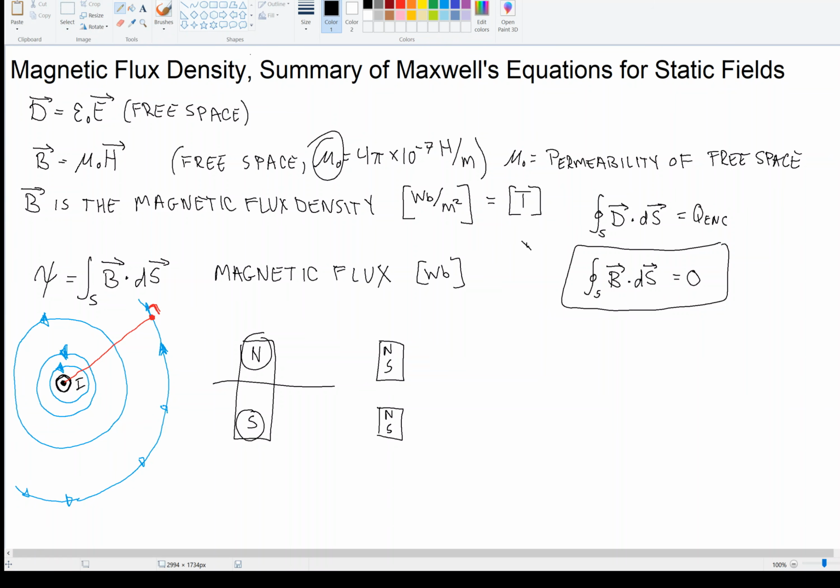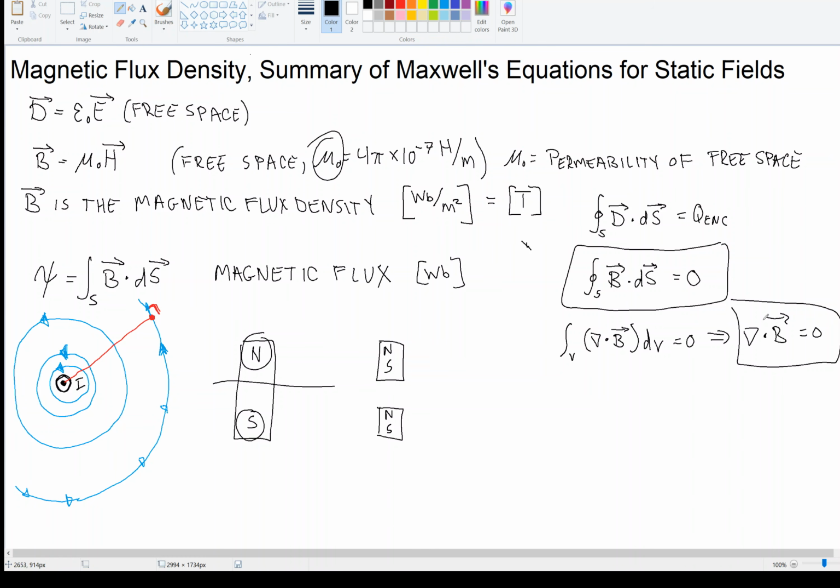Now from the divergence theorem, which relates a closed surface integral to a volume integral over the volume enclosed by that surface, we can say that the integral over a volume of the divergence of B is also equal to zero. And if that's going to be the case for any volume, then this means the divergence of a magnetic field is equal to zero. There are no magnetic monopoles.